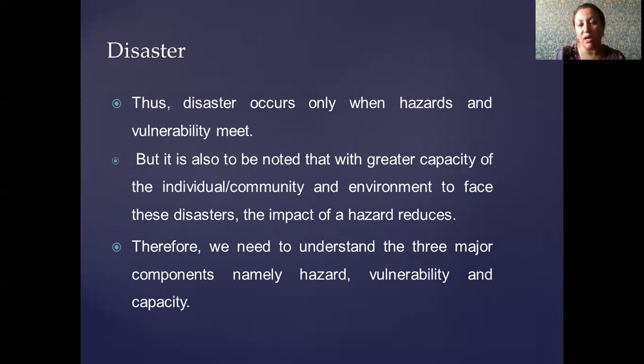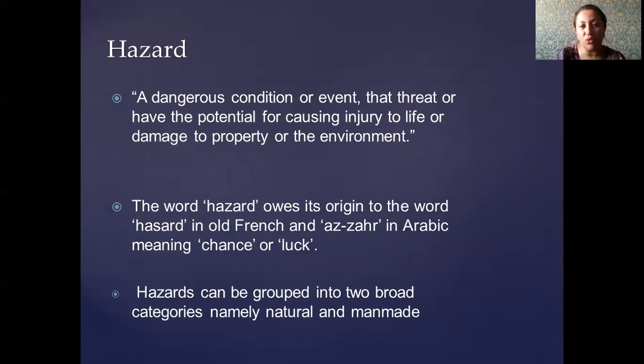Therefore, we need to understand three major components which are called hazard, vulnerability, and capacity. One by one, we can try to explain all of them. What is hazard? Hazard is a dangerous condition or event that has the potential for causing injury to life and damage to property and the environment. And let's talk about the origination of the word.